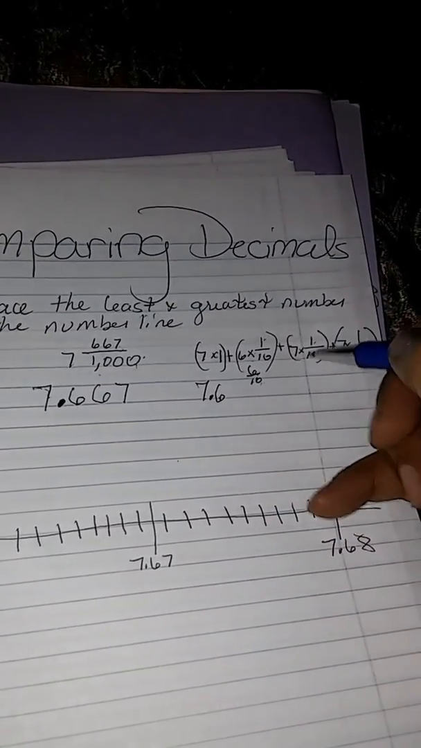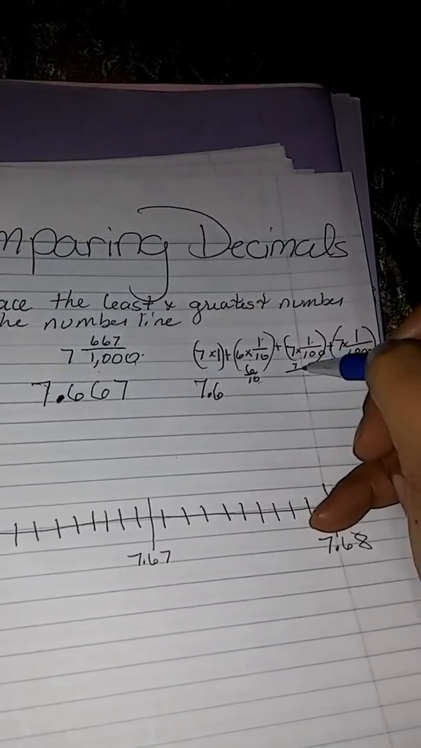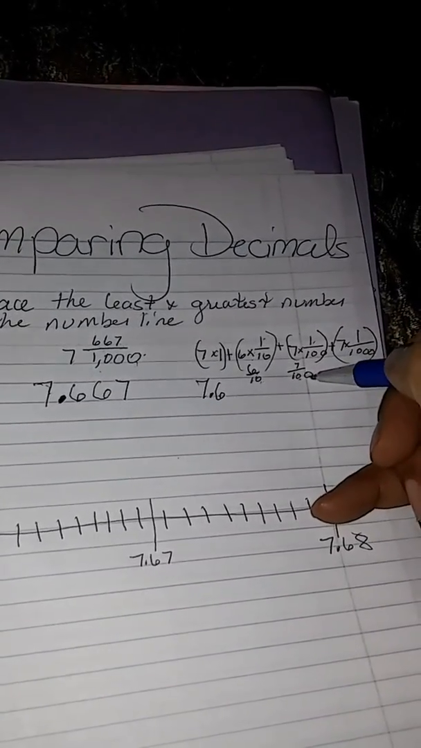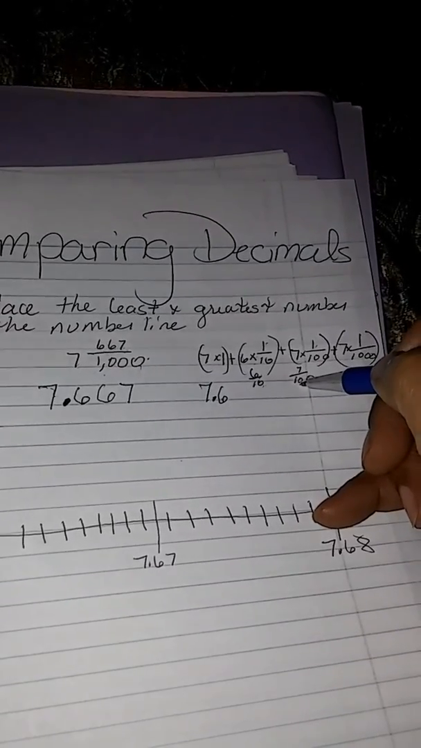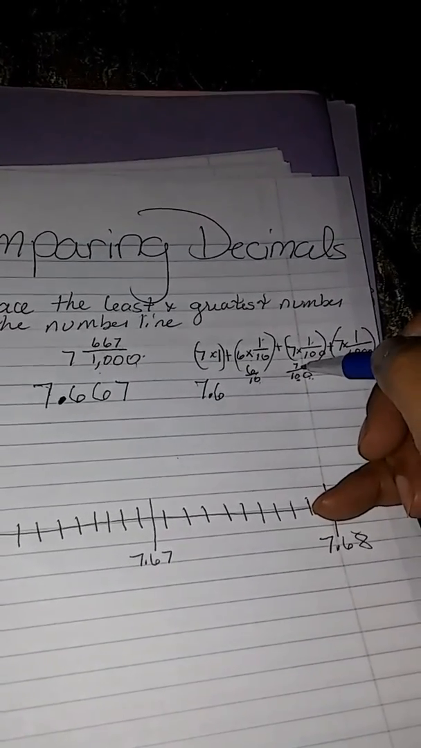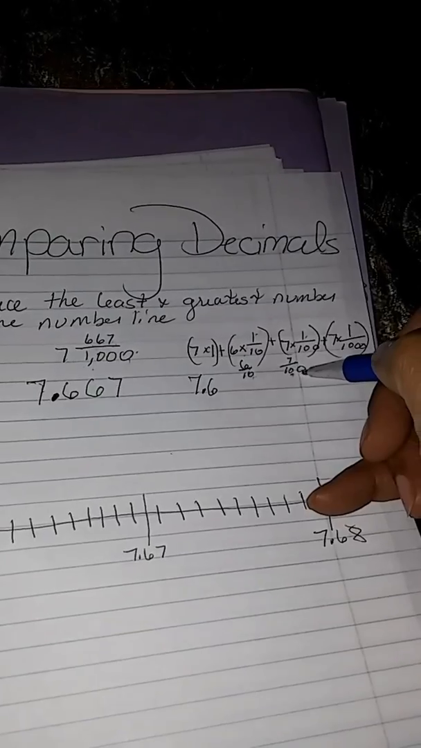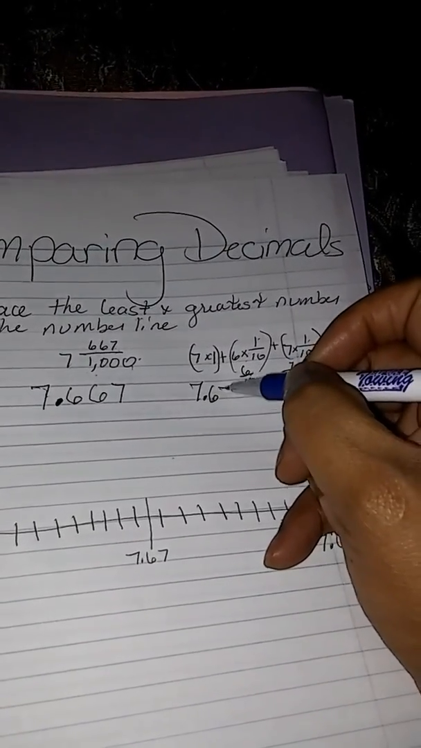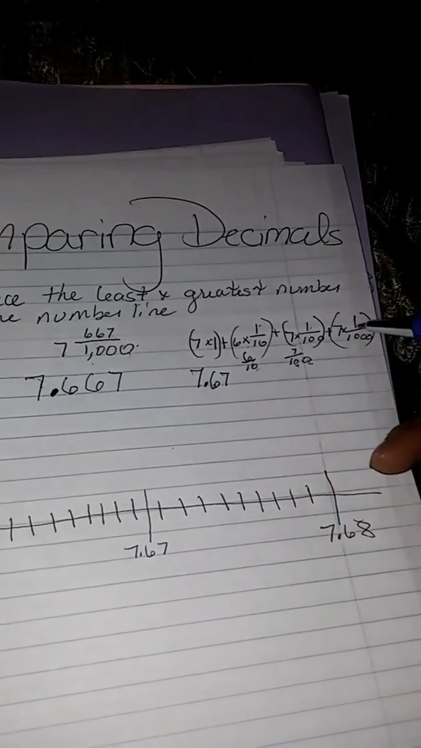7 times 1 is 7 over 100. 100 has 2 zeros. That means it'll be the second place. This 7 is going to go in the second place behind the decimal. So here's the first place behind the decimal. Here's the second place behind the decimal.